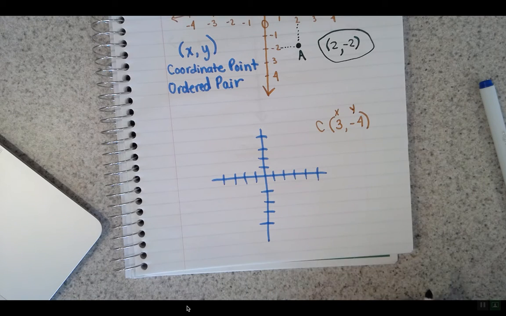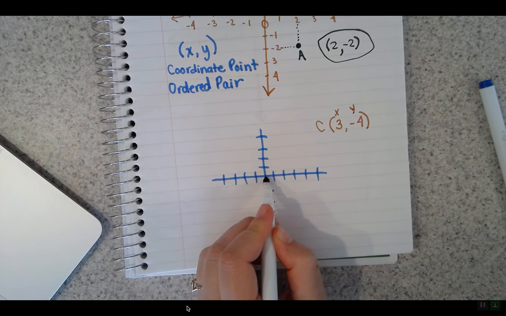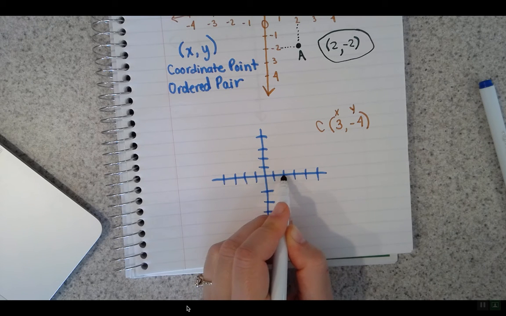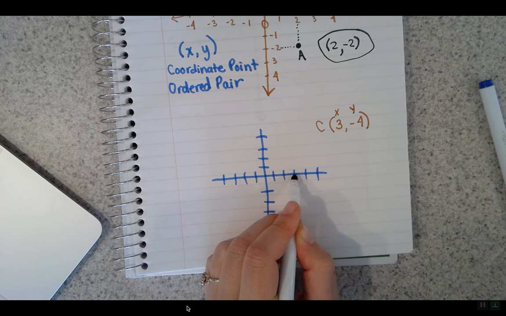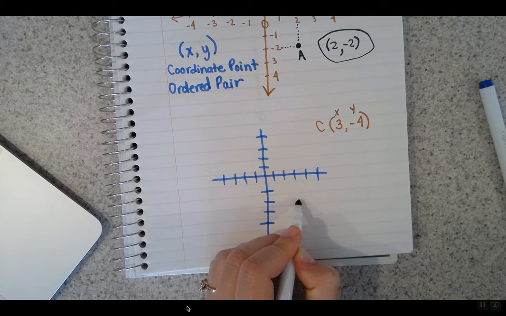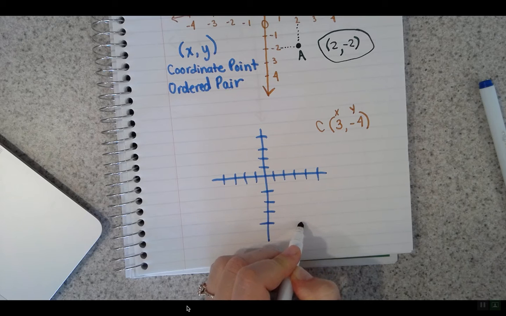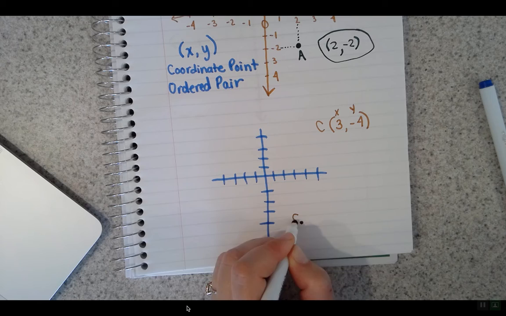So you always begin at the origin in the center. Now I'm going to go over 1, 2, 3 spaces on my x-axis, then travel downward 1, 2, 3, 4 spaces on my y-axis. This would be the proper location for C.